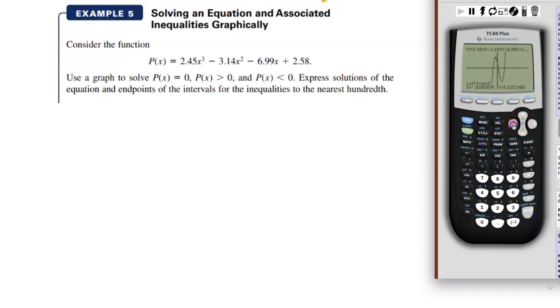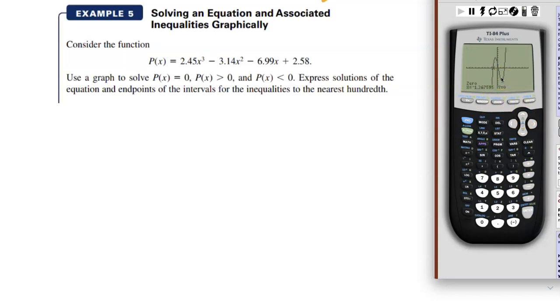Let's start with the far left zero. All I'm going to do is get kind of close to it and go a little bit left of it, and hit enter. Then you go back to it, and it wants a right bound, so go a little bit right of it. Hit enter. It says guess, and you hit enter. And we get negative 1.3.